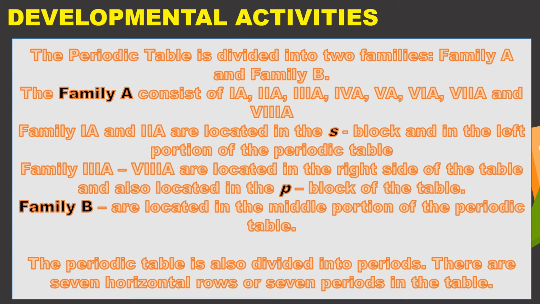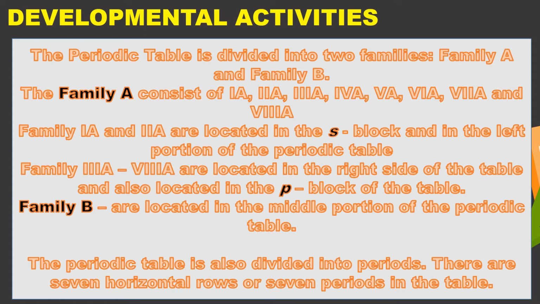The periodic table is divided into two families, Family A and Family B. Family A consists of 1A, 2A, 3A, 4A, 5A, 6A, 7A, and 8A. Family 1A and Family 2A are located in the S block and in the left portion of the periodic table. Family 3A to Family 8A are located on the right side of the table and also in the P block of the periodic table. Family B is located in the middle portion of the periodic table.